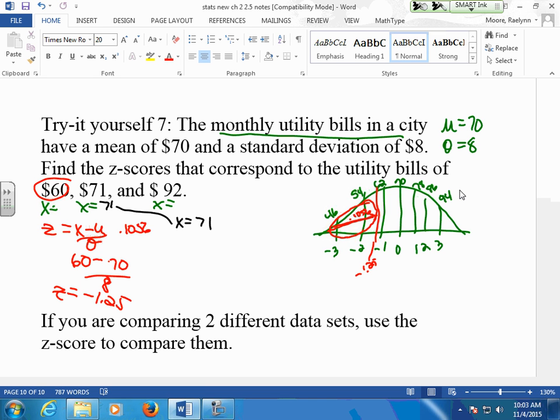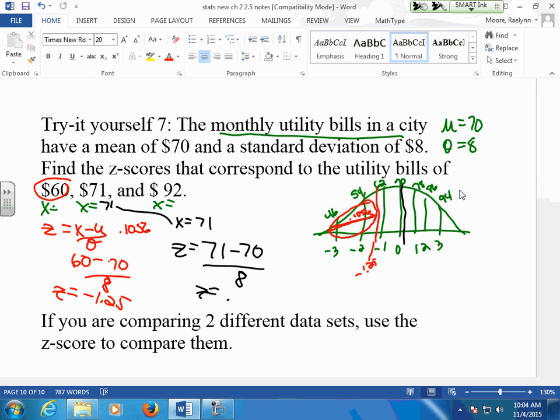71 falls approximately here. Is it going to have a positive z-score or a negative z-score? What should its area be very close to? How much of the curve does it pretty much cover? Half, just a tiny little bit more than half, right? So should it be greater than 50% or less than 50%? Greater. So let's find your z-score. 71 minus 70. See, that makes it a positive value, doesn't it? Divided by 8.